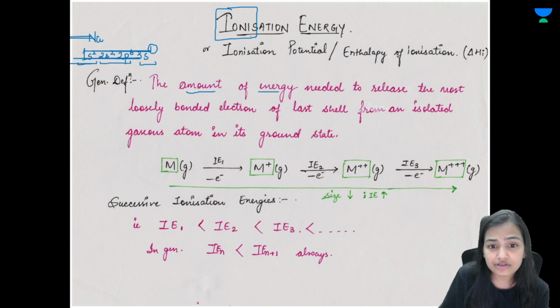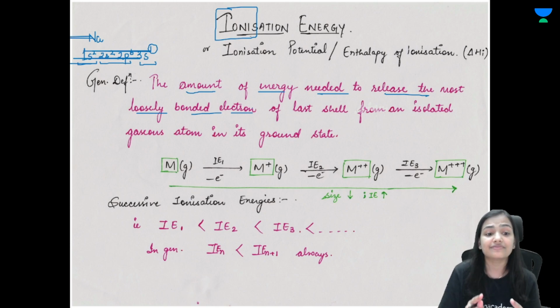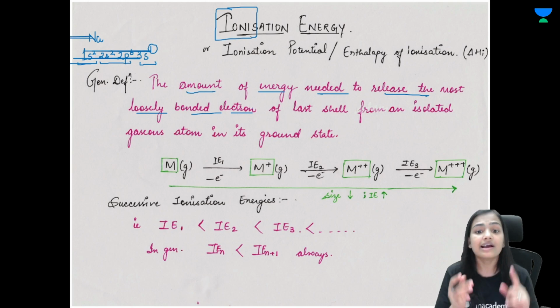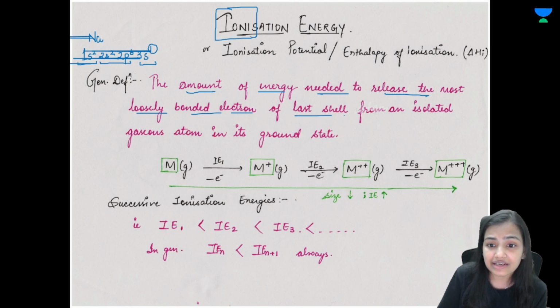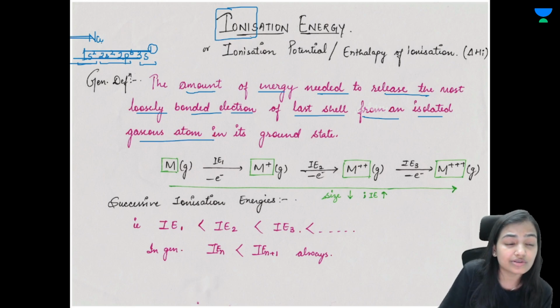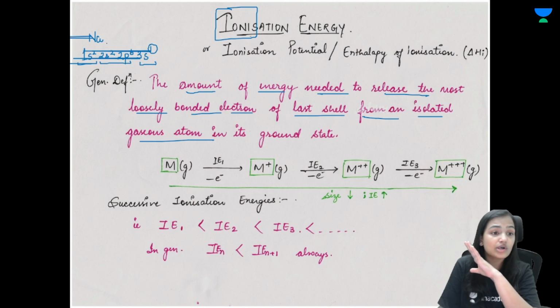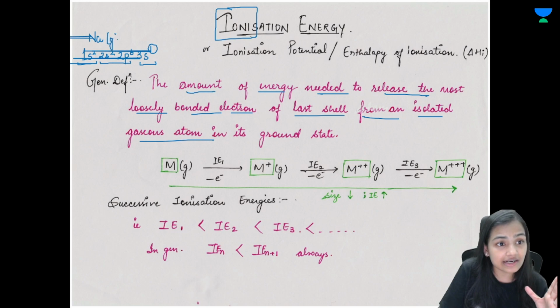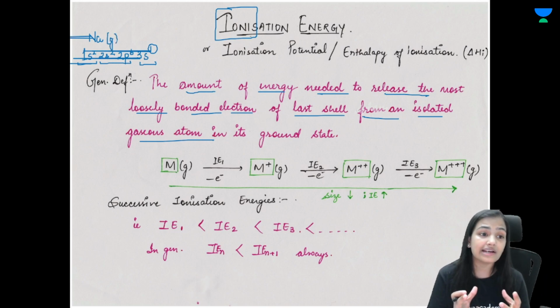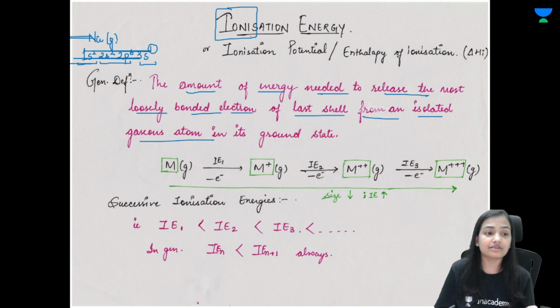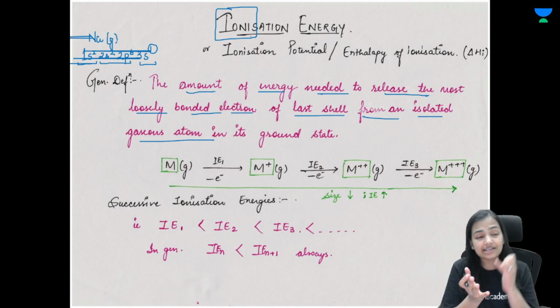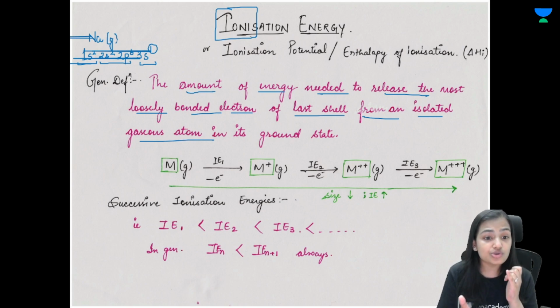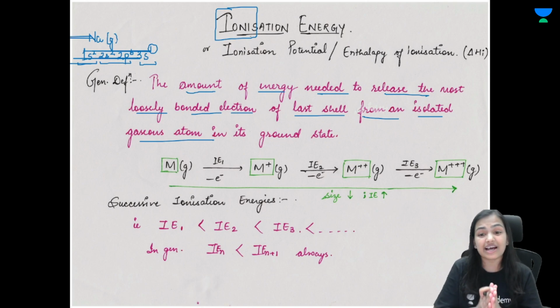The amount of energy needed to release the most loosely bonded electron. First we need to identify the most loosely bonded electron, which will definitely be in the last shell, from an isolated gaseous atom. As I told you, this is a sodium atom. I have not taken any molecule like NaCl or NaF. I have taken a gaseous atom, only an atom, in its ground state. This is an absolute requirement: the sodium atom or any other atom has to be in its gaseous state, in its ground state, and it must be an isolated gaseous atom.